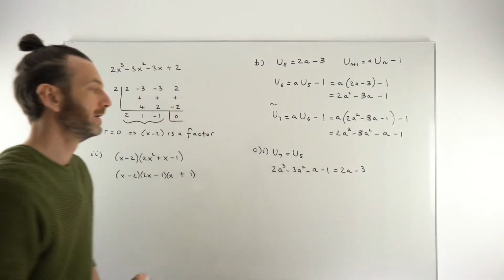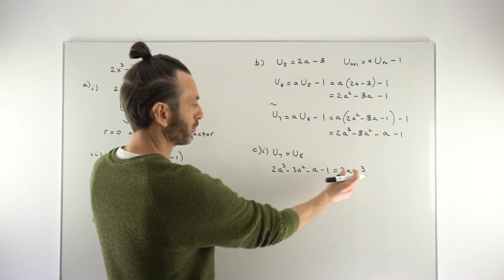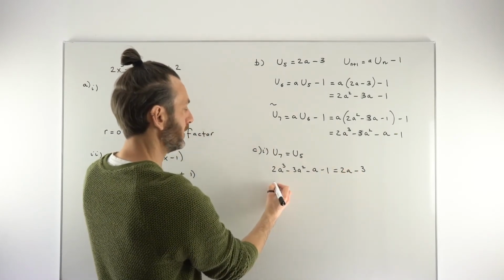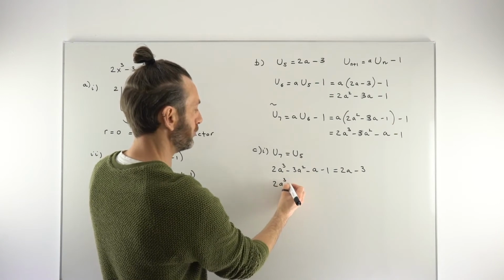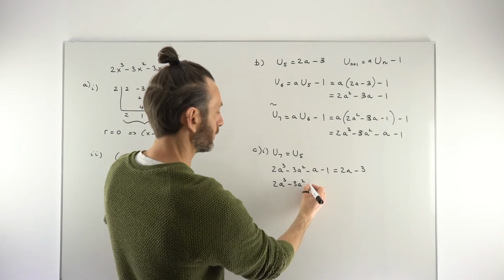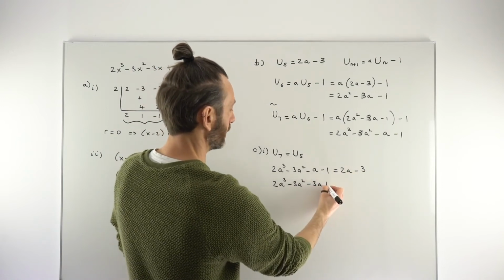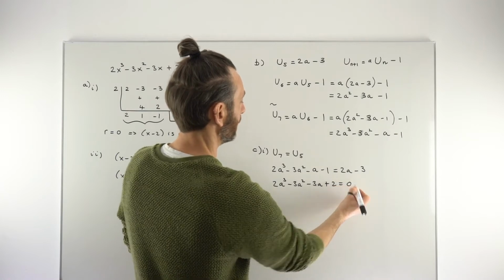It's the equation they've basically given us and told us to solve to get a. So it's a polynomial equation, so we need to set it equal to 0. So bringing these terms over to the left, we get 2a cubed minus 3a squared minus a minus 2a is minus 3a, minus 1 plus 3 is going to be plus 2 equals 0.